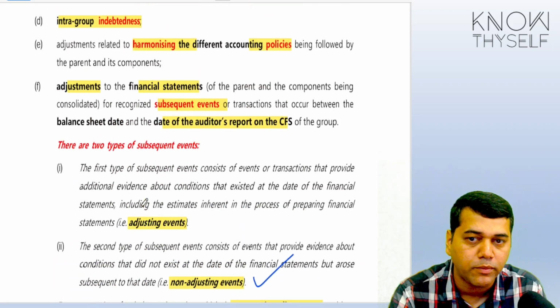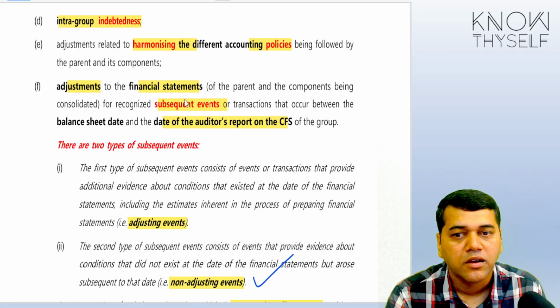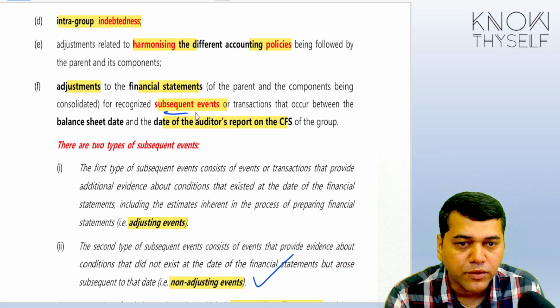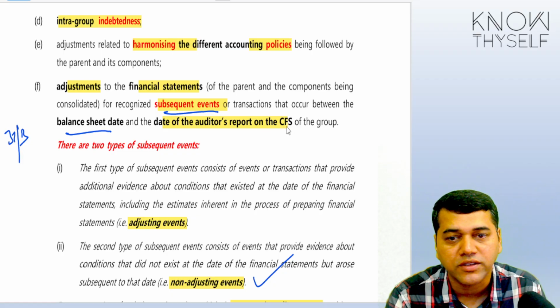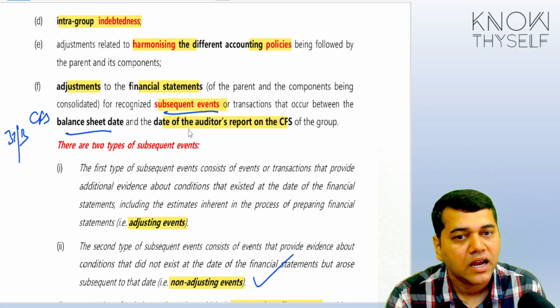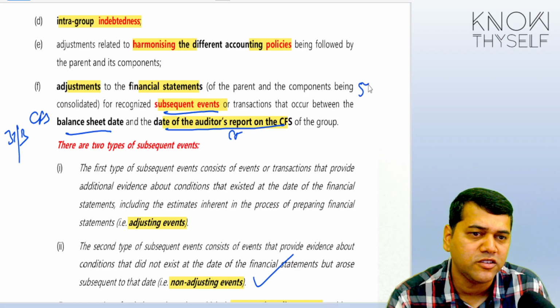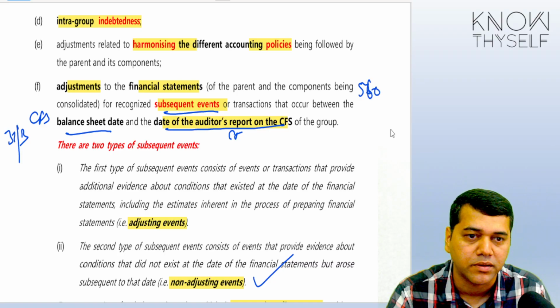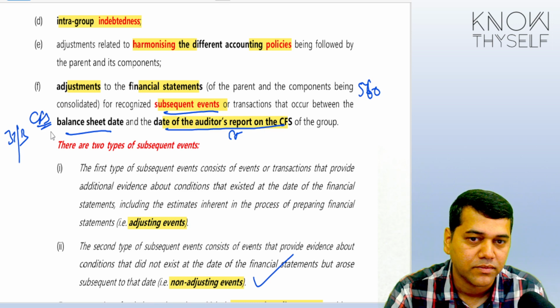See, these are your general adjustments for subsequent events. From here we'll go back again. Adjustment of the financial statements for subsequent events that occur between the balance sheet date, that is 31st March, and the date of the auditor's report on the CFS. Okay, which balance sheet? CFS balance sheet, and the date of the CFS auditor's report. So this is normal. SA 560 is going to become applicable. Which balance sheet are they speaking of? The CFS balance sheet.